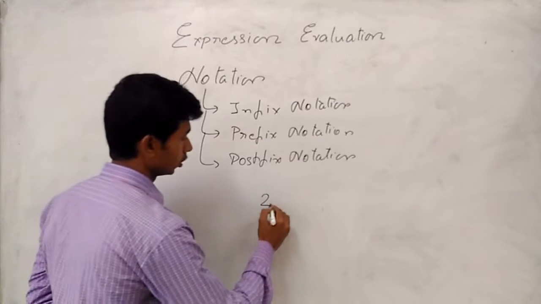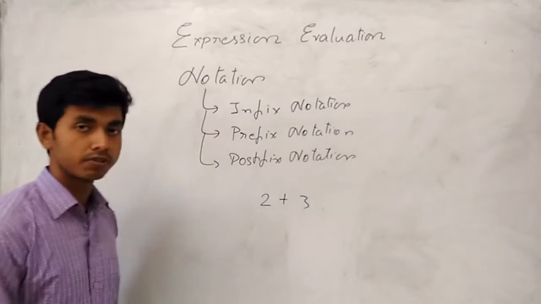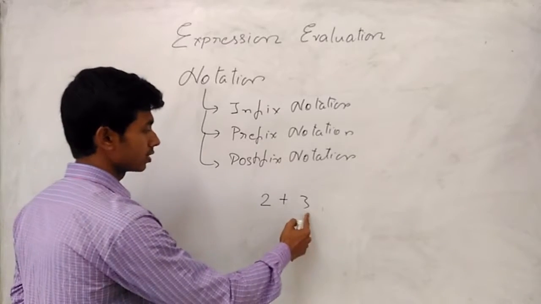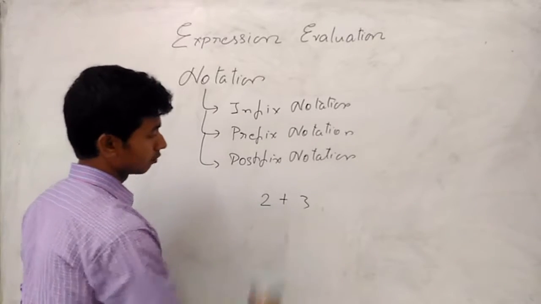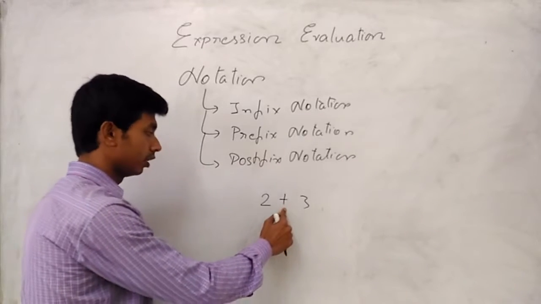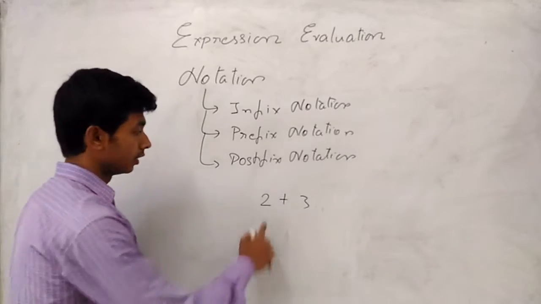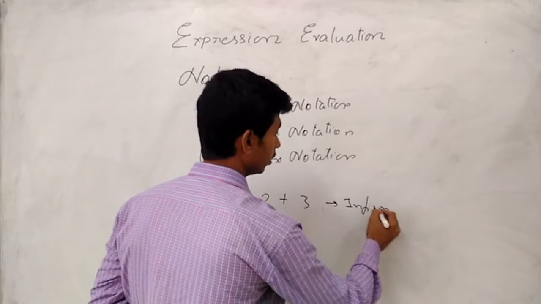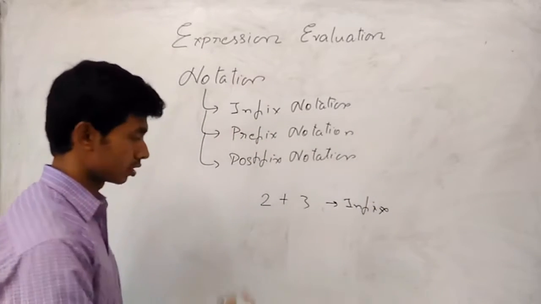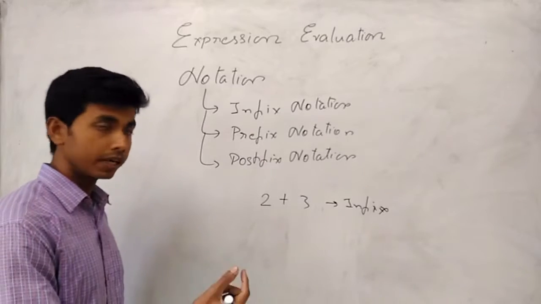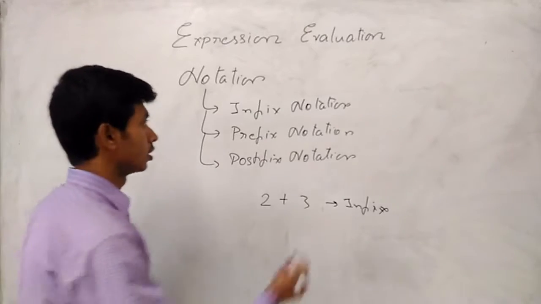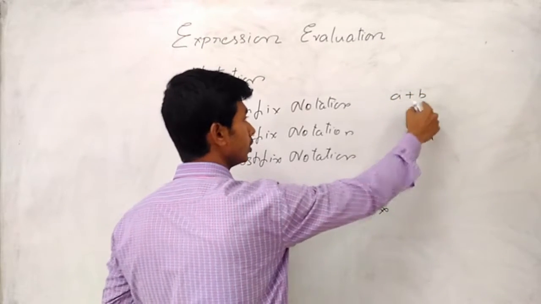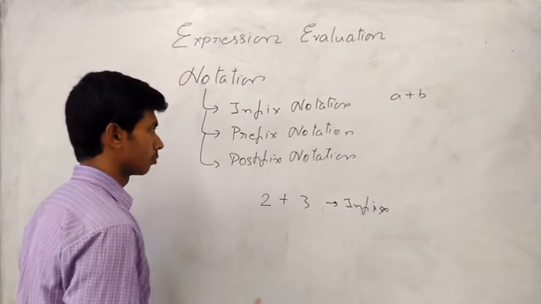Like if we write 2 plus 3, and as we discussed in our previous video, every expression consists of two parts, the operands and an operator. So in this style of writing, where we place the operator in between two operands, is known as infix. Infix can be written as A plus B, where the operator is in between two operands. It can be more than two, it does not matter.